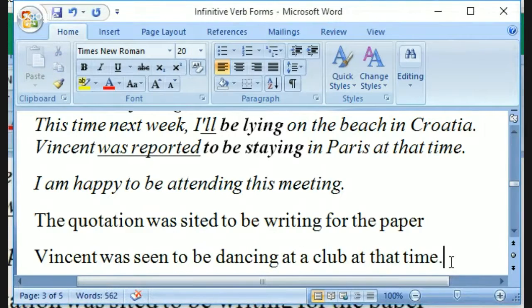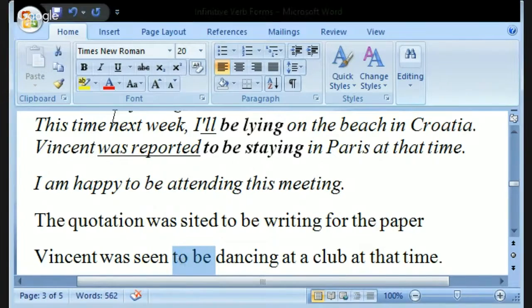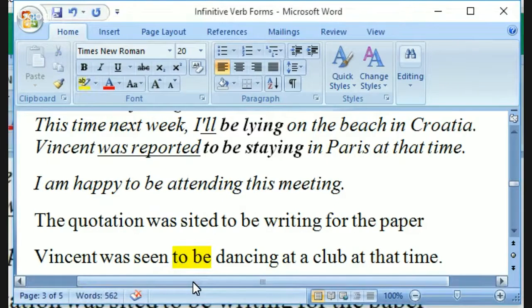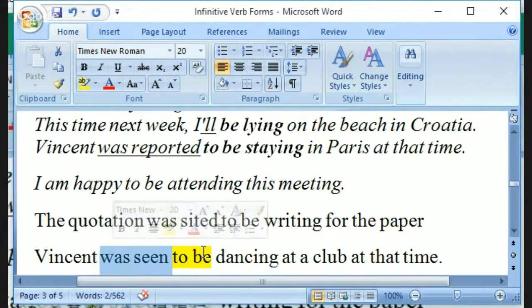Again, with the passives, I mean, seriously, why wouldn't you say Vincent was seen dancing at a club at that time? In which case we'd be using what, if we got rid of to be? If we got rid of it, Vincent was seen dancing at a club at that time. Now, what are we using? Without to be seen. Confusing, but not. You're still using a passive. Was seen, but then you're following it instead of with an infinitive.